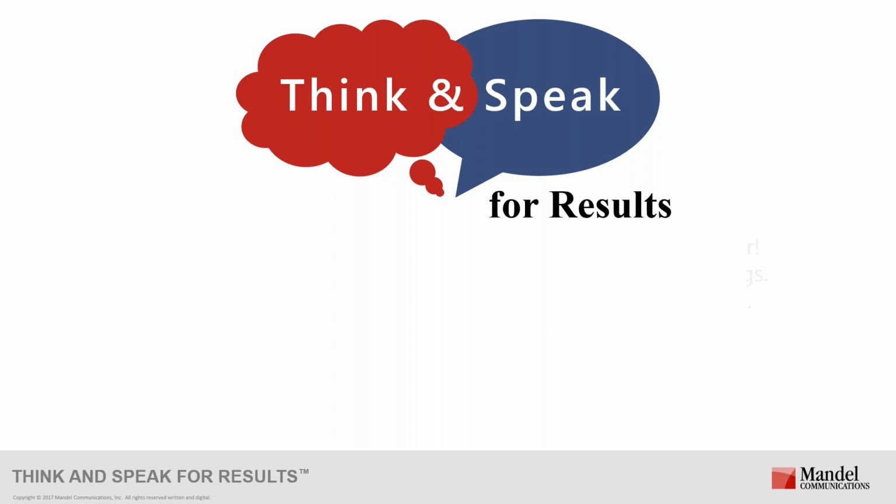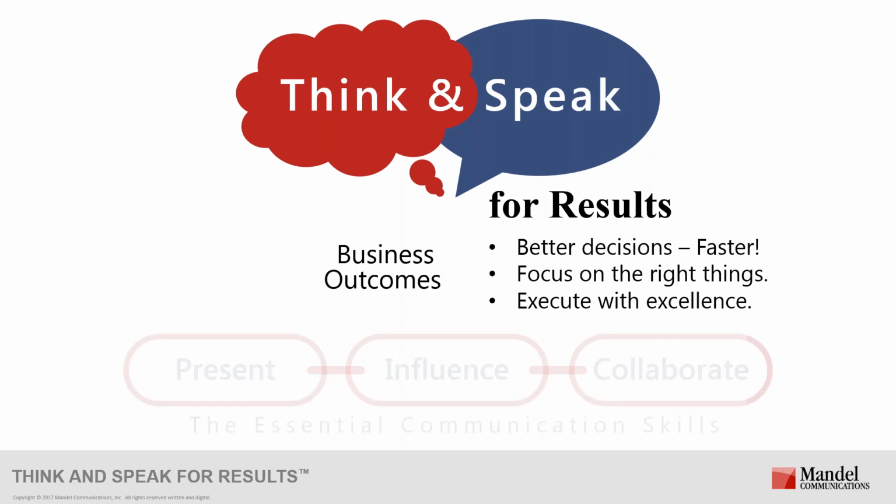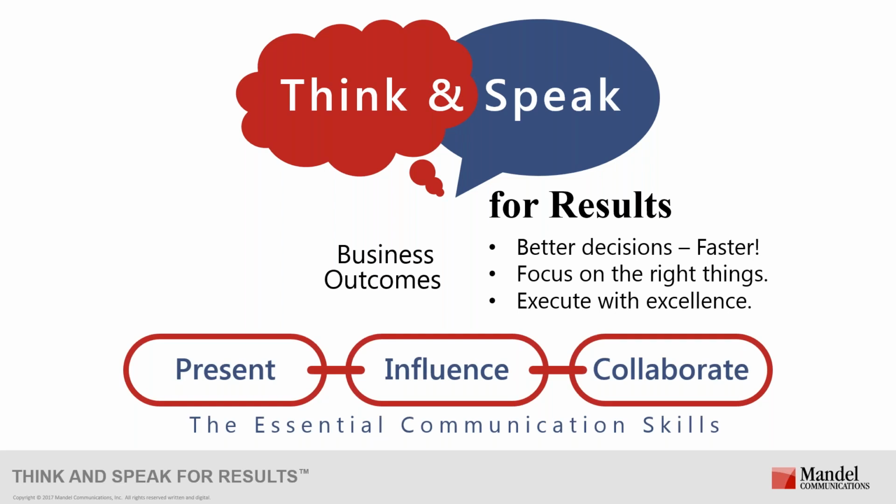For a business, this means things like being able to make better decisions faster, to keep people focused on the right things, and to execute with excellence. We do this by building skills in 3 essential areas: teaching people how to present ideas and information, to influence others to action, and to collaborate more effectively and efficiently. Again, essential skills for what we look at going on in the world today.